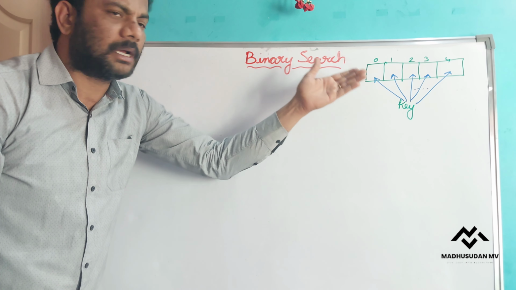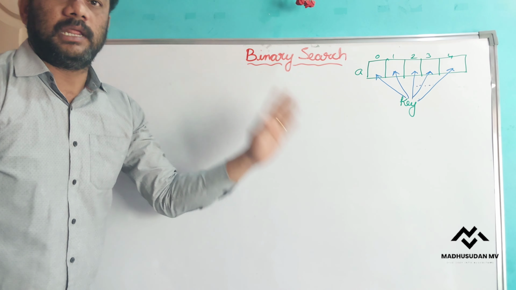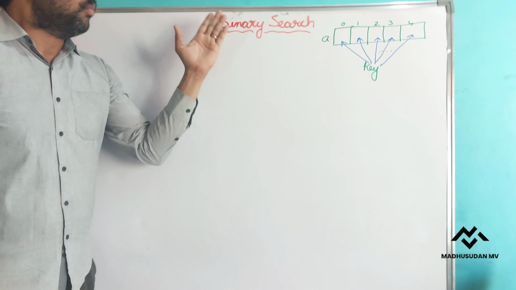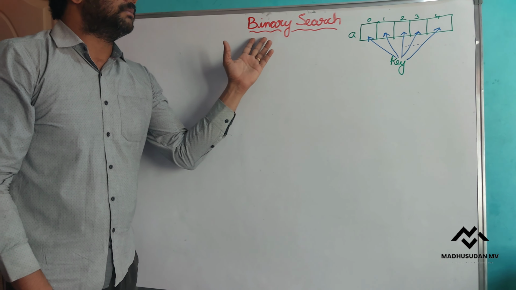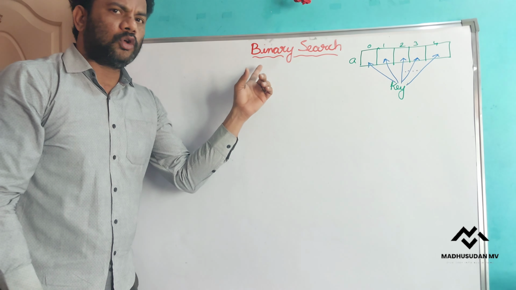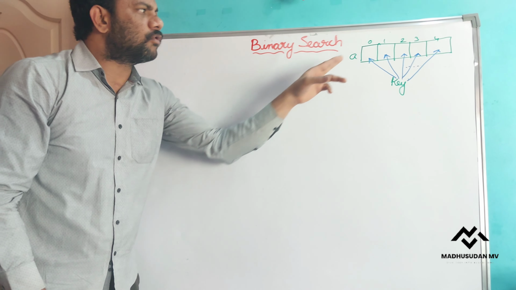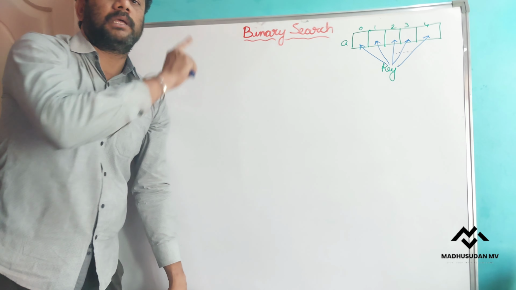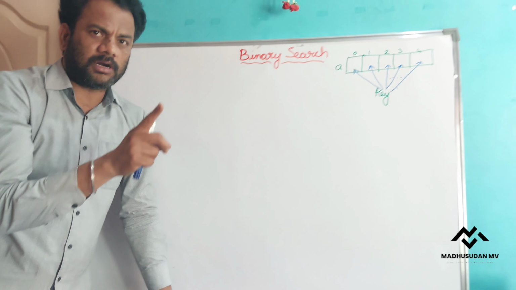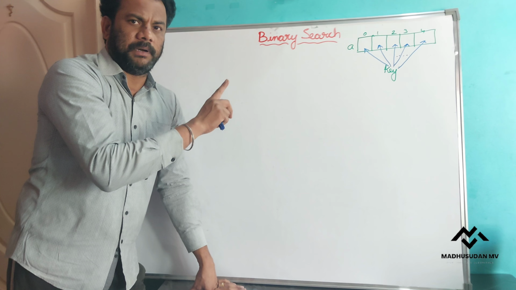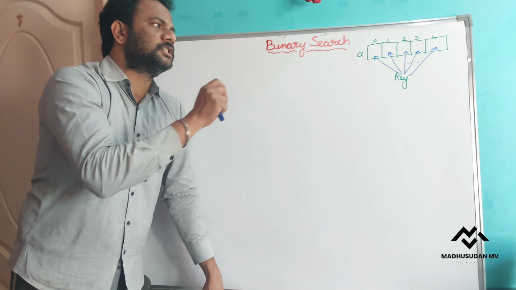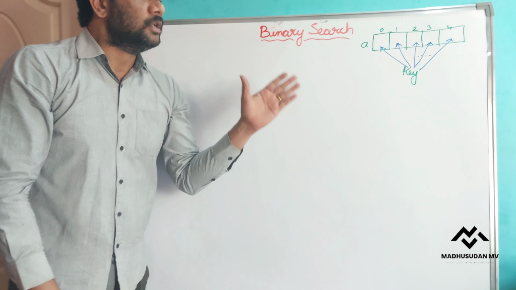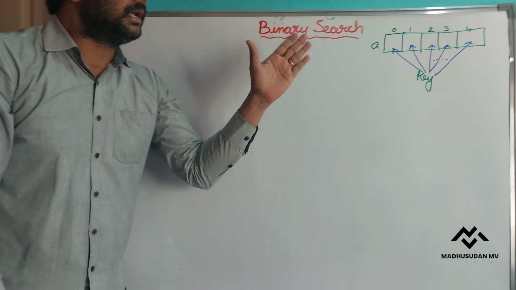To overcome this time-consuming nature of linear search, we go for another technique called binary search. In order to apply binary search, we need to sort the given elements. First we need to sort the elements, and only then can we apply binary search. If the elements are not sorted, it is not possible to apply binary search. So in that case, first sort the elements and then apply binary search. If we sort the elements, we can easily find the key element.